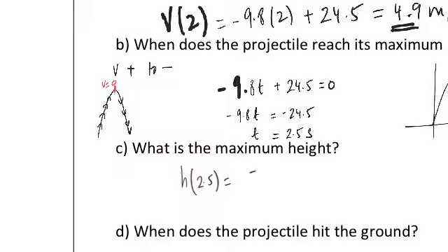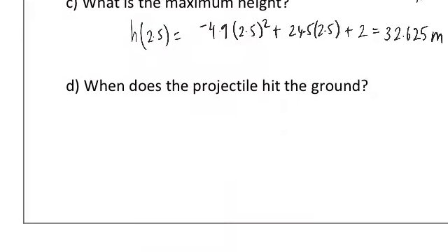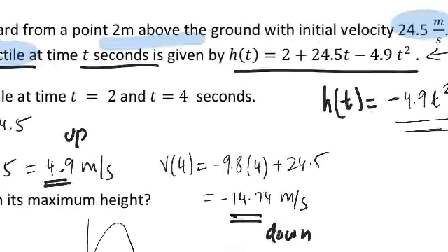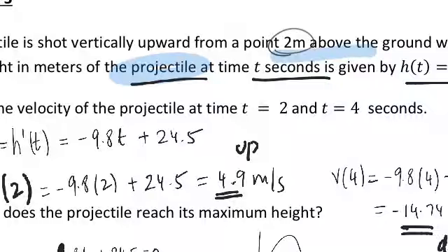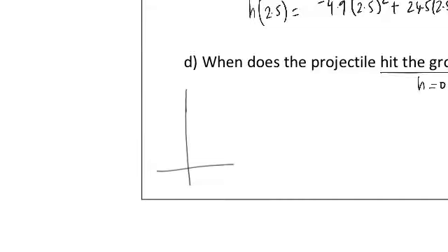And so that is negative 4.9 times 2.5 squared plus 24.5 times 2.5 plus 2. And this comes out to be 32.625 meters, okay? When does the projectile hit the ground? Well, the projectile hits the ground when the height is equal to 0, right? It starts off on the ground, I believe. No, it's actually starting off at 2 meters above the ground. So the parabola really looks more like starting at 2, and then it goes up and comes down.